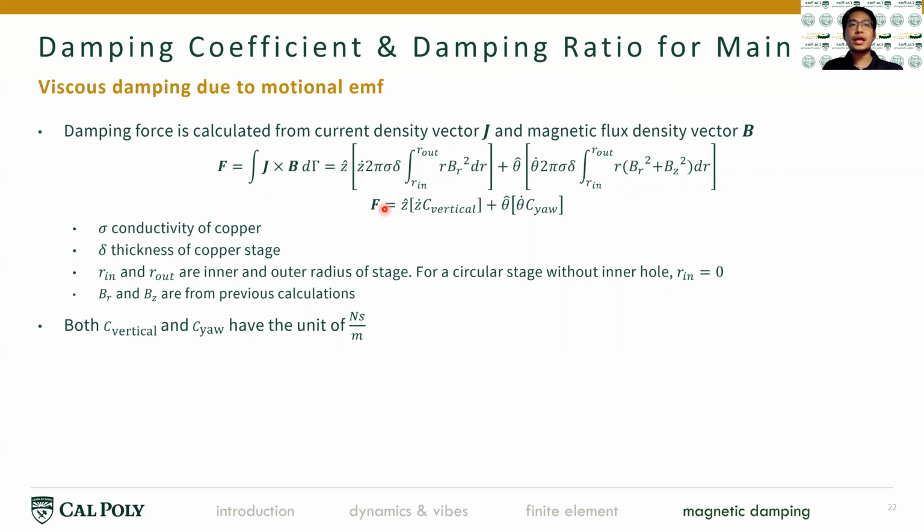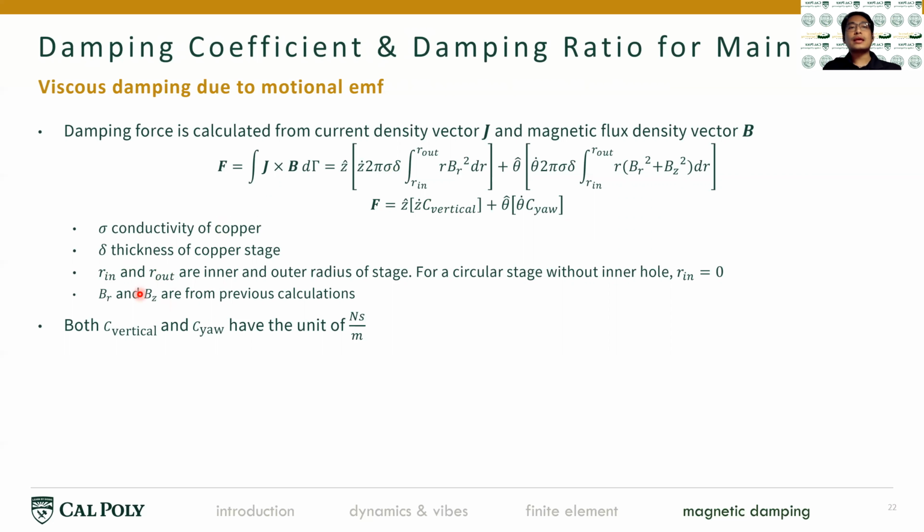So in this equation here, sigma is the conductivity of copper, delta is the thickness of the copper stage, R inner and R outer are the inner and outer radius of the stage. So if you have a solid stage without any holes in it, then R inner is equal to 0.